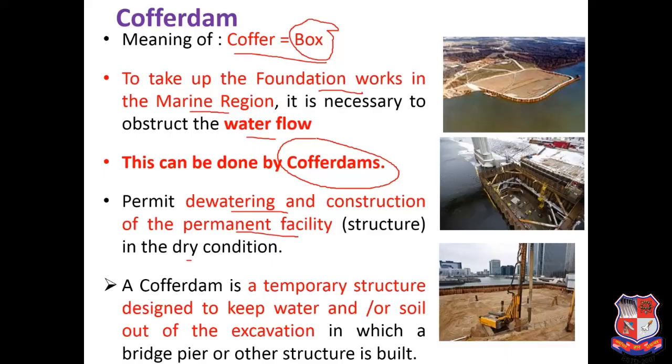Any structure which is to be constructed underwater in dry condition, we have to construct a cofferdam. If you want to define it, it is a temporary structure designed to keep water and, in certain cases, soil away from the excavation in which a bridge pier or other structures are to be built. So here you can see that all the structures are generally box kind of structures which are constructed to keep water away, or in certain cases soil away, from the construction site where you want to do your construction.